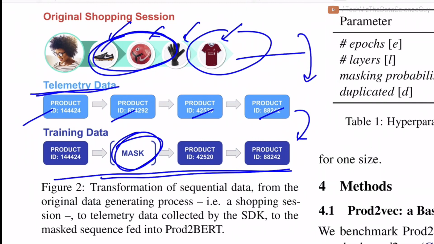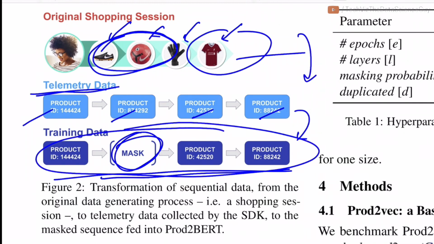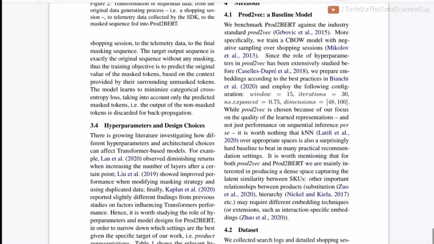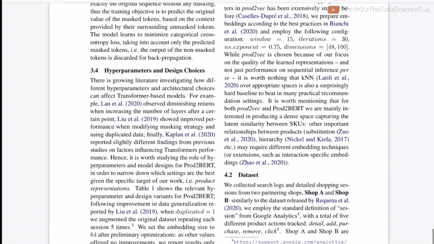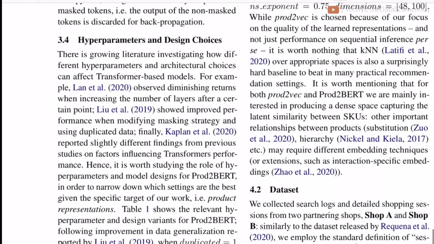So that way the sequentiality is still maintained, just like what happens in a sentence flow. Cool. And once you have many of these training instances, you train your BERT model with the MLM objective, which we had discussed earlier. Okay. So now the authors talk about the hyperparameter and design choices.